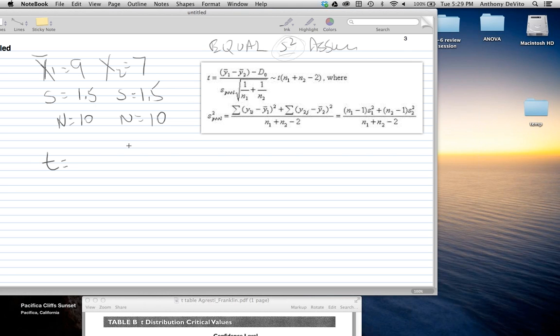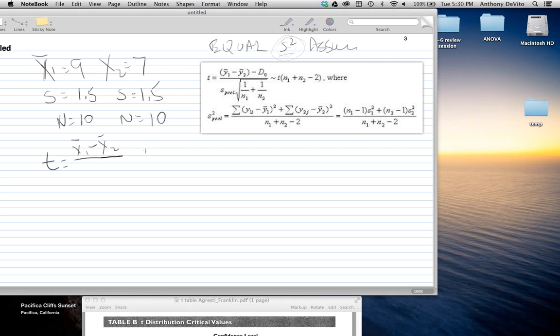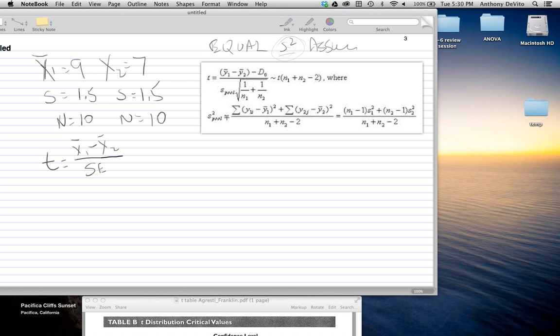So I'm going to calculate my t-score. My t-score is going to be equal to x bar 1 minus x bar 2 divided by this value down here, which I'm just going to call the standard error for now. So now I have to calculate what this is. The first thing I need is the pooled standard deviation. So let's calculate our S squared pooled.